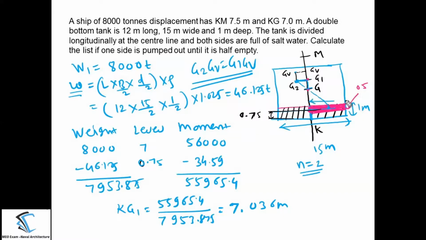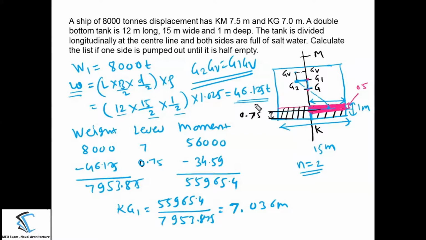that is the width of the double bottom. Then the d by 2, that is the total depth by 2, means the total depth is 1 meter. The half of the water which we have pumped out, that will be d by 2 as I have written here, into density of the salt water. If you substitute all the values here, you will get the water which is pumped out, that is 46.125 tons. So this much amount of the water is pumped out.